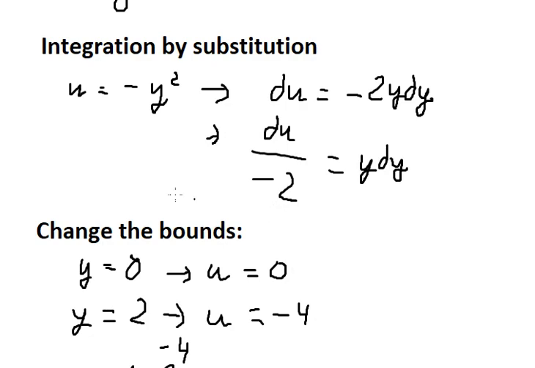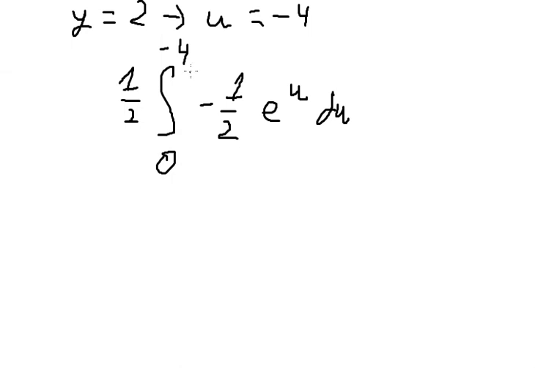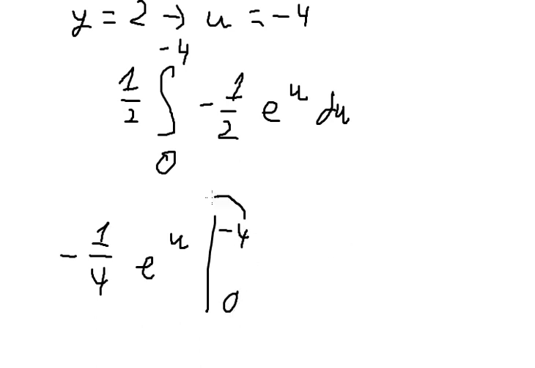About this one, we change it by u, and we have e to the power of u. We have negative 1 over 2 multiplied by 1 over 2. You get negative 1 over 4. The integration of this one, you get e to the power of u, and we put the bounds from 0 to negative 4. And now we put negative 4 in here, 0 in here, and we get the final answer.